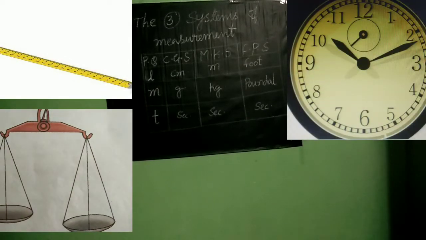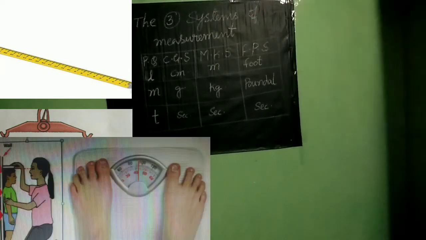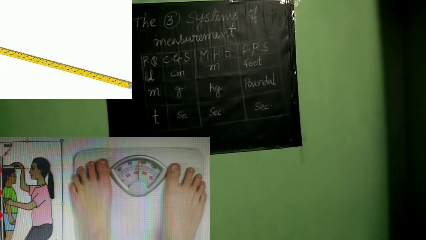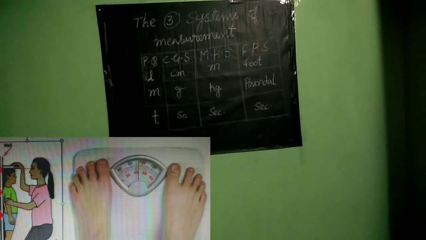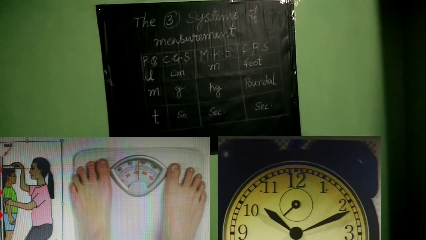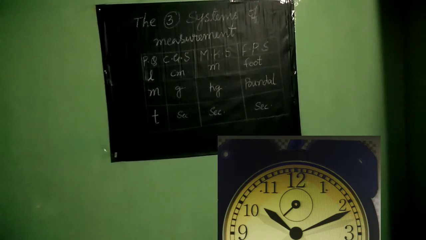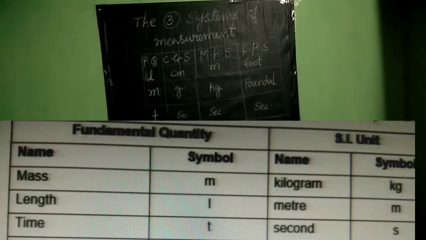What are the basic fundamental quantities? Length, mass and time. Length is measured in centimeter in CGS system, in meter in MKS, and in foot in FPS system. Mass is measured in grams in CGS system, in kilogram in MKS system, and in poundal in FPS system. In the same way, time is measured in all three systems in seconds only. Now, length, mass and time are called the fundamental basic physical quantities.